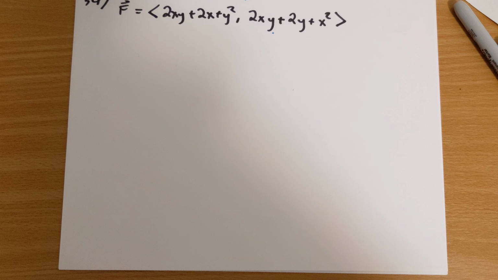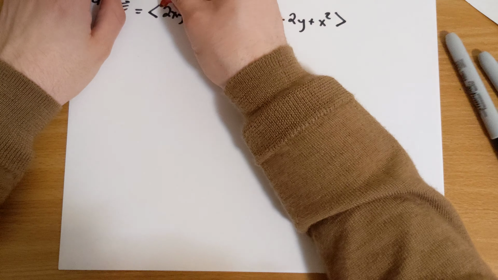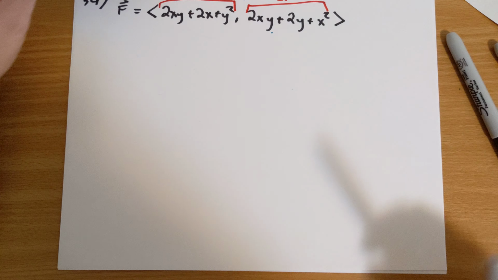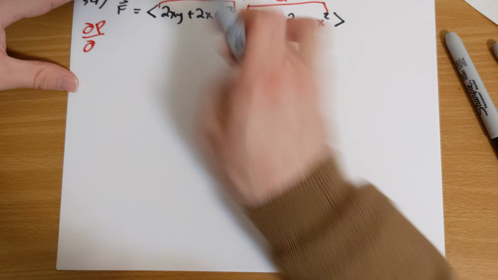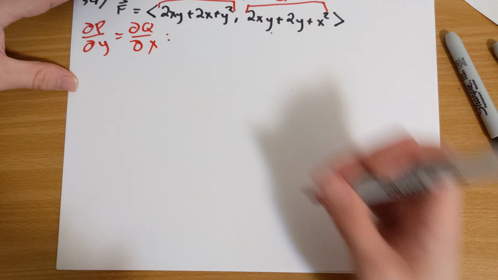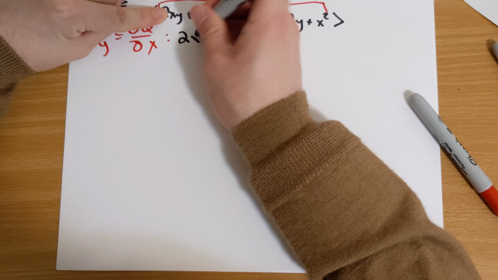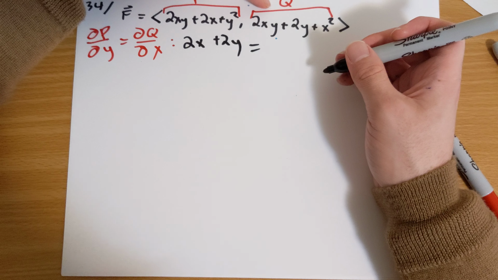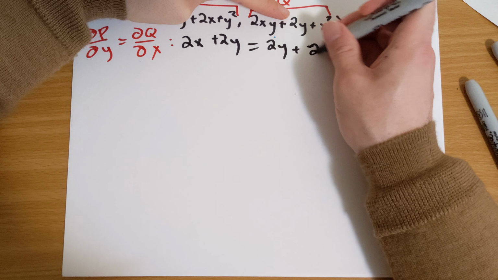One more problem in this video set, a 2D vector field. For this one, again, the problem doesn't ask us to do this, so you wouldn't have to do this on the test. But let's just check that partial derivative p with respect to y equals partial derivative q with respect to x here. Partial derivative p with respect to y is 2x plus 0 plus 2y. And this would equal partial derivative of q with respect to x, which is 2y plus 0 plus 2x. Great.